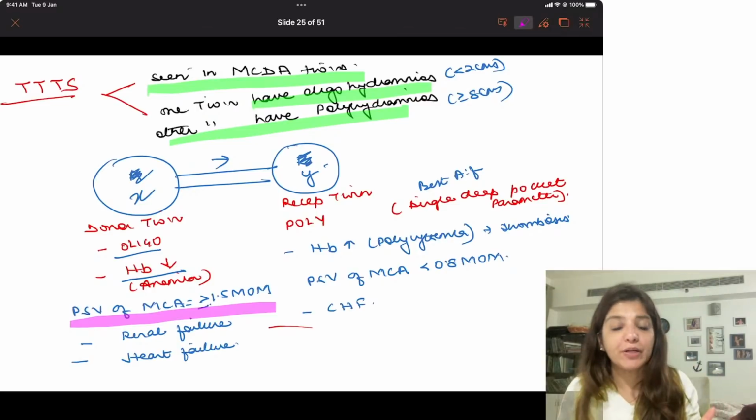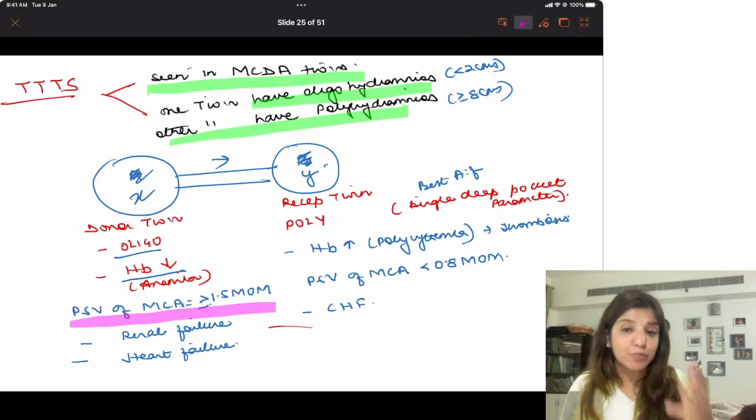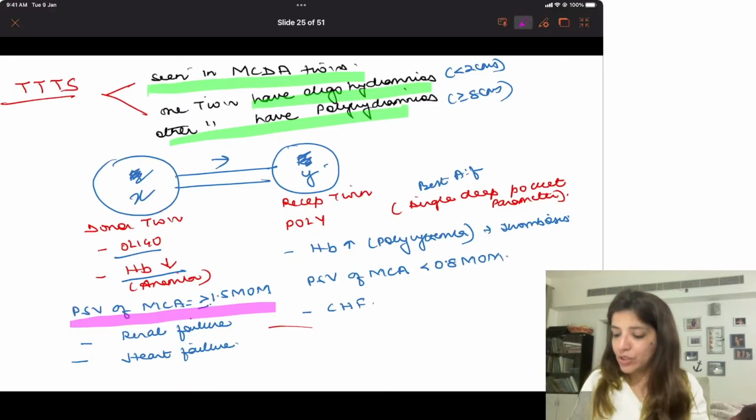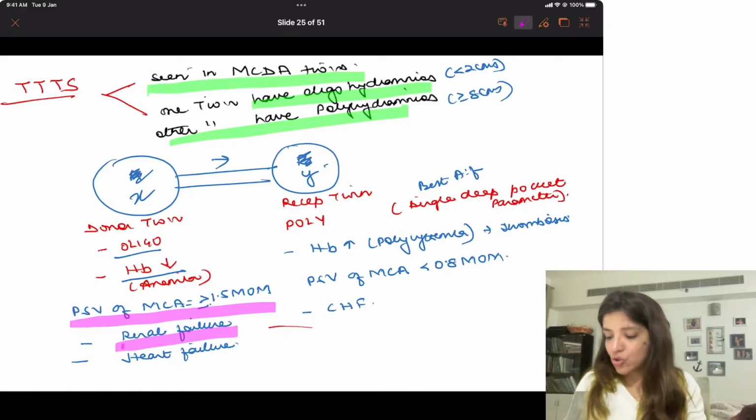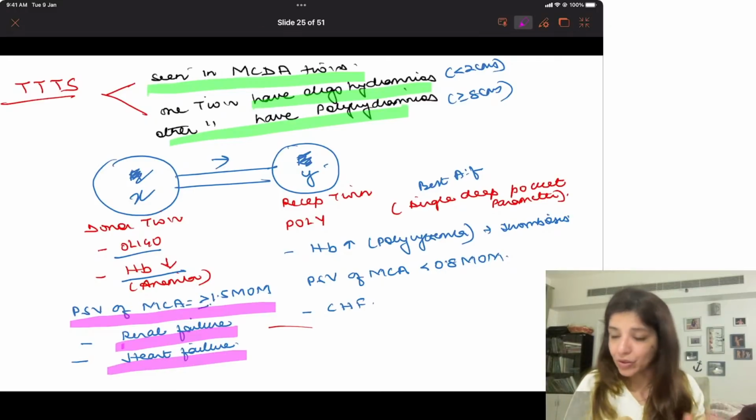Now, because in a donor twin there is less blood flow, there will be less blood available in the donor twin, so it can lead to renal failure, and because its heart is working harder, there can be heart failure, right?